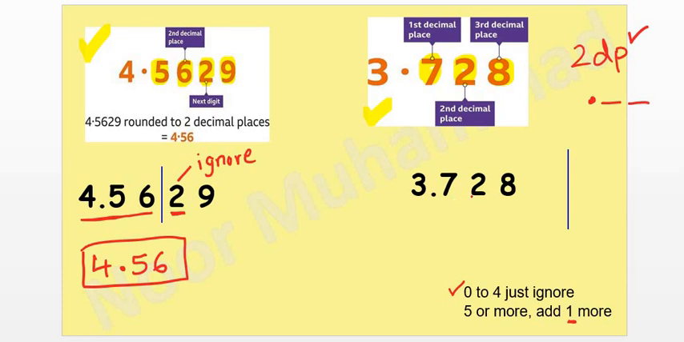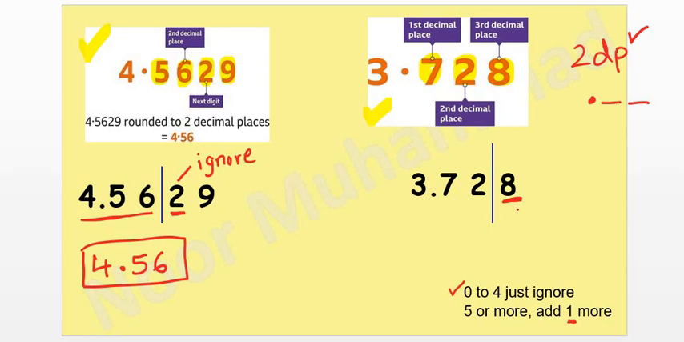Now if you look at this one, let's round it to 2 decimal places. So I need the first decimal place and the second decimal place. I will draw a line after the second decimal place. Now look at the next digit. What is the next digit? It's 8. Can I say 3 and 72 hundredths is my answer?